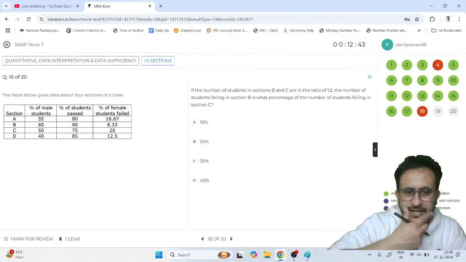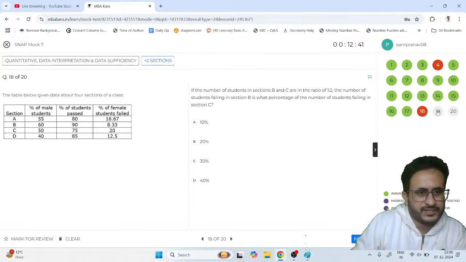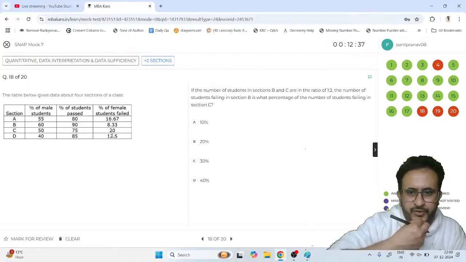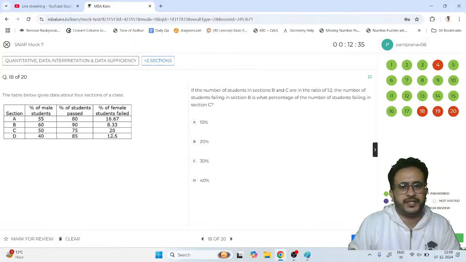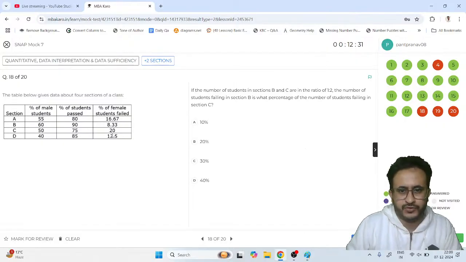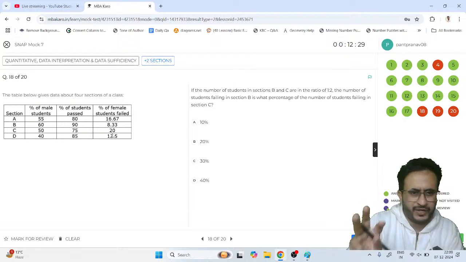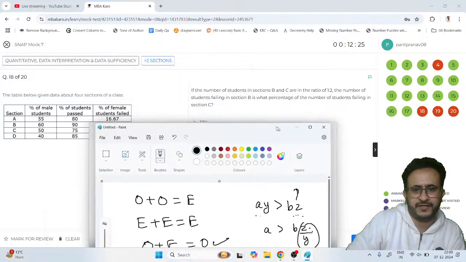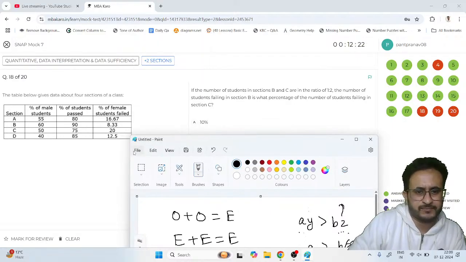Okay, let's see how many questions are there from this DI set. Two questions, so we'll attempt both. The number of students in section B and C are in the ratio 1 to 2. We need to tell the number of students failing in section B. So we have 2.5 minutes. I can comfortably finish these questions and quant, and then we will switch on to the reasoning section.